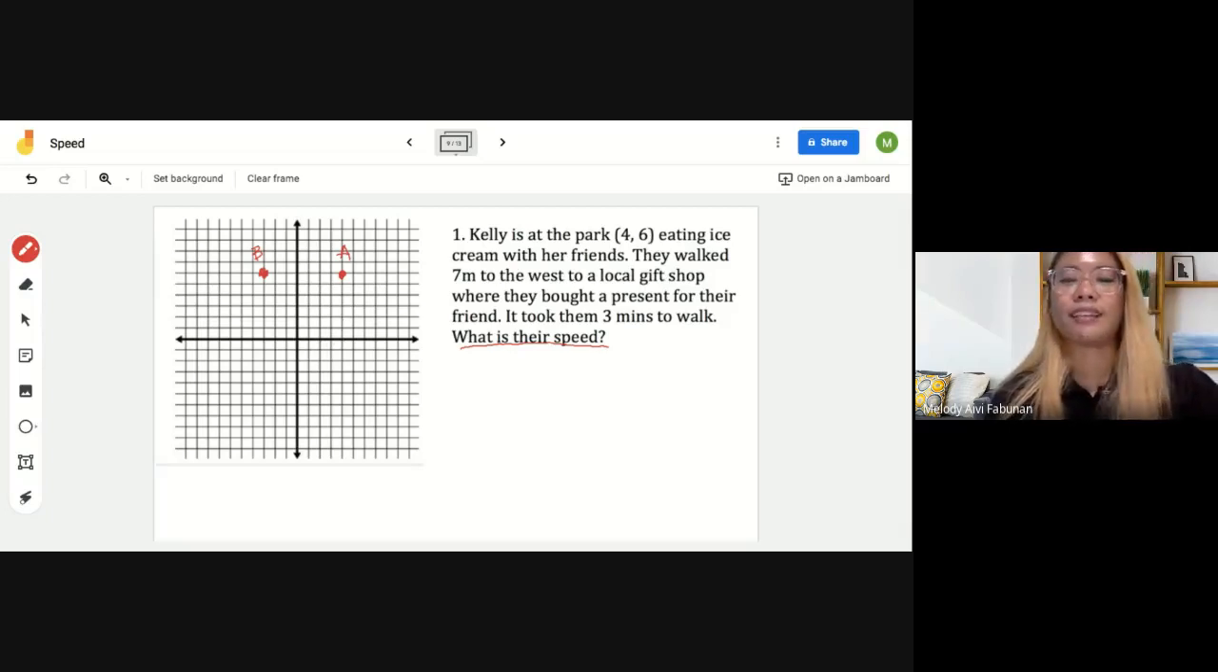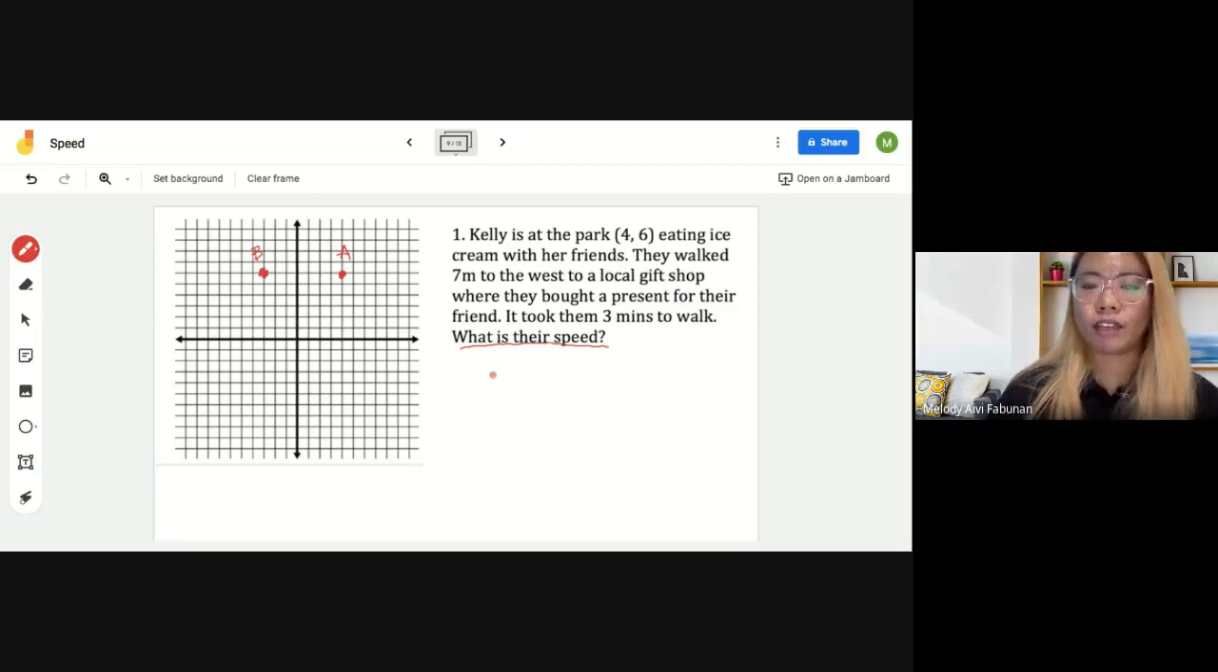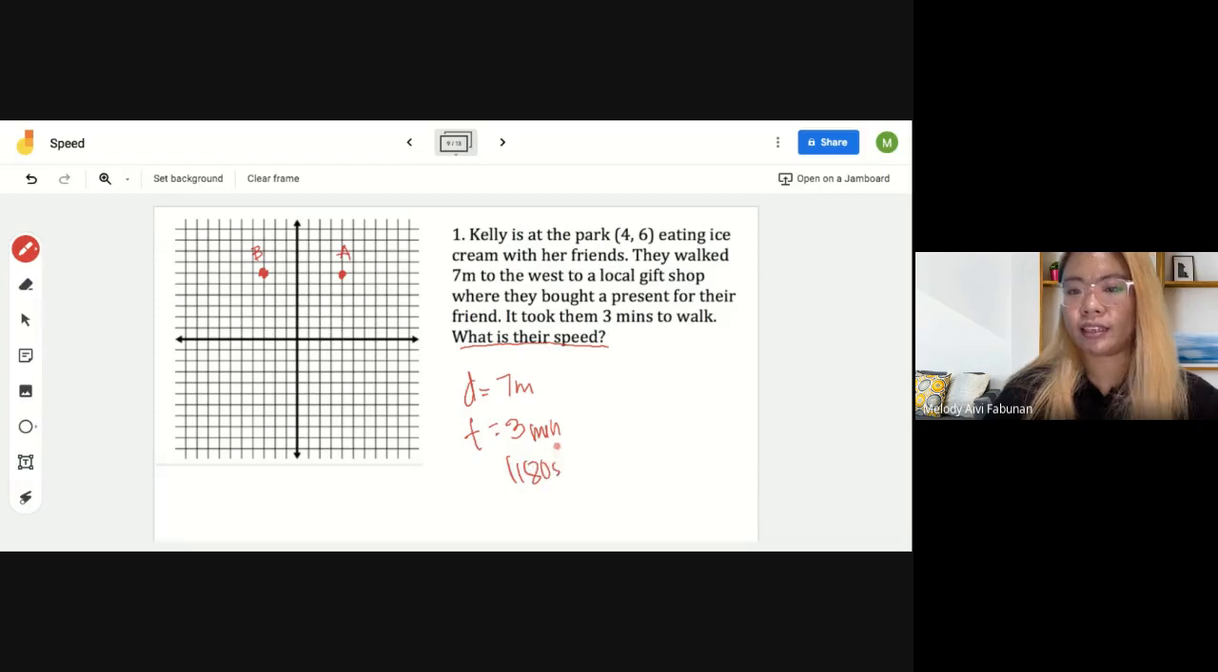Let's try to answer our problem. Okay? So, ang given natin is the distance is around 7 meters. And then our time is 3 minutes, which is equivalent to 180 seconds. So now speed is 7 meters divided by 180 seconds. And our answer is 7 divided by 180 is 0.039 or 0.038 meters per second.